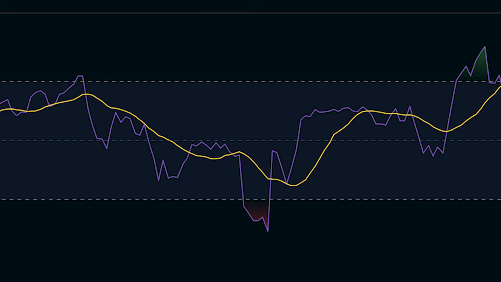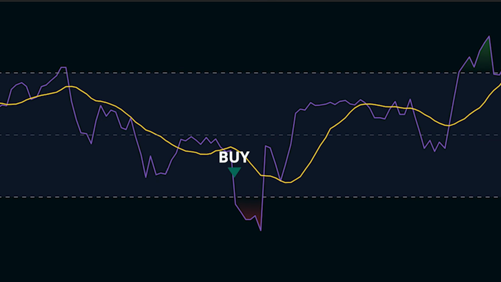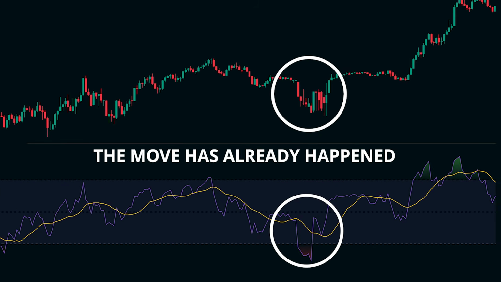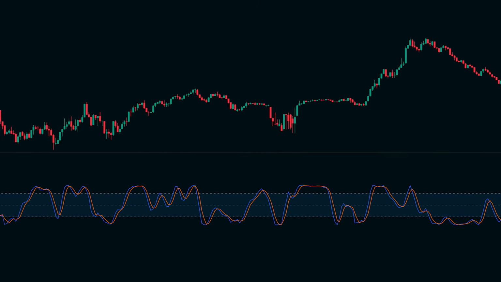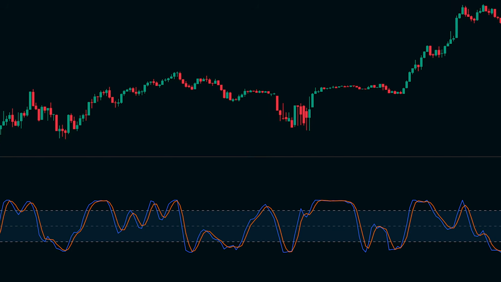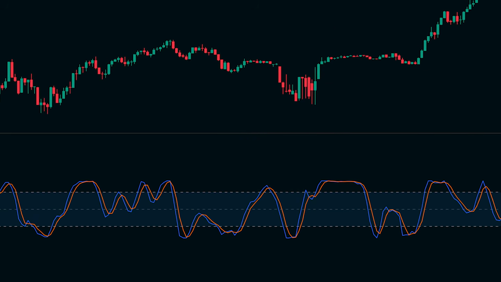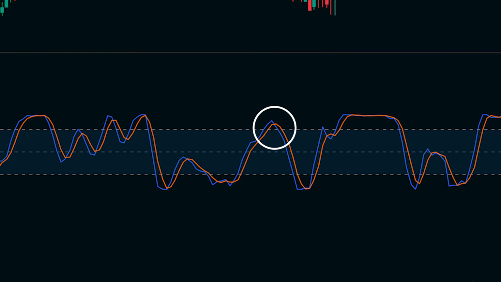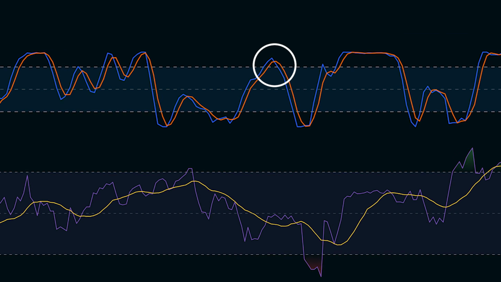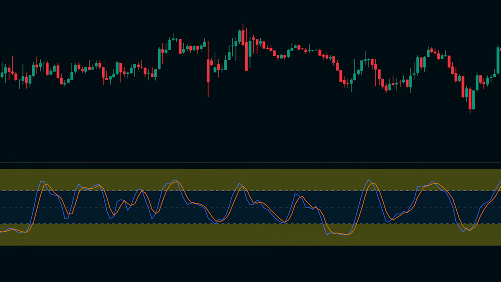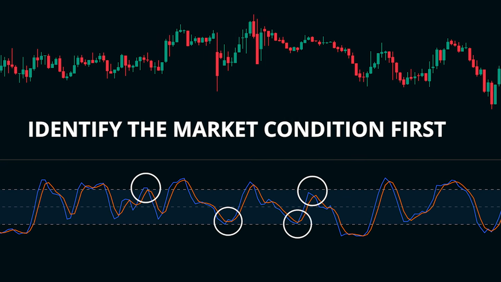To summarize, standard RSI is a powerful indicator, but it is slow. It confirms signals after the optimal entry point has passed. Stochastic RSI was built specifically to solve this problem. It is more sensitive, generates signals earlier, and adds the %K and %D crossover, a signal that standard RSI simply cannot produce. The correct approach with stochastic RSI is always to identify the market condition first.